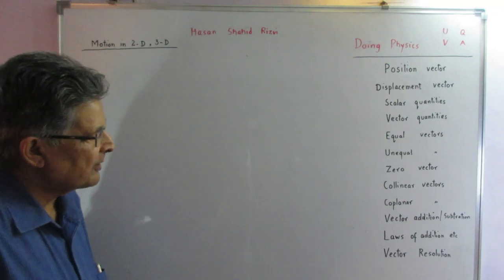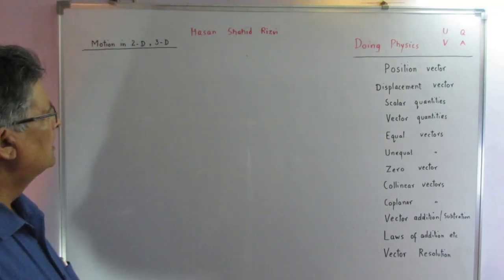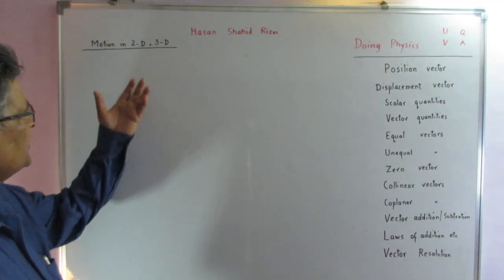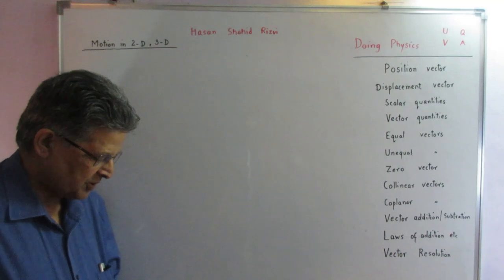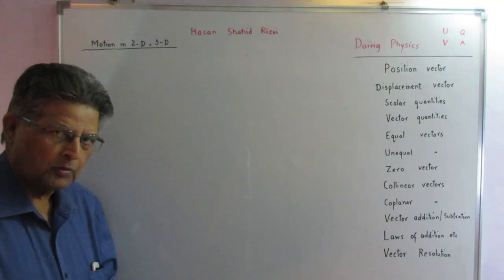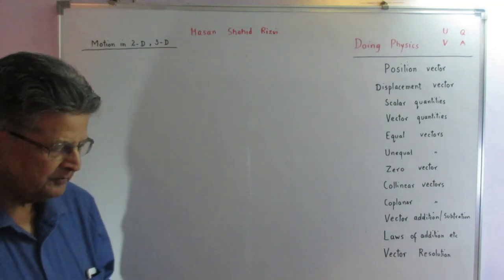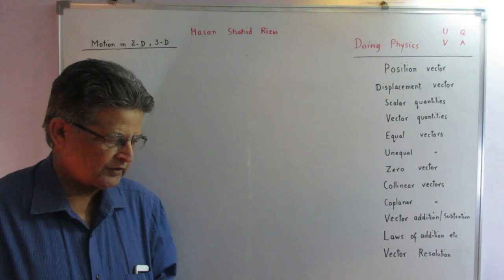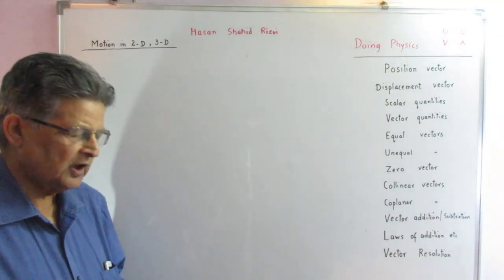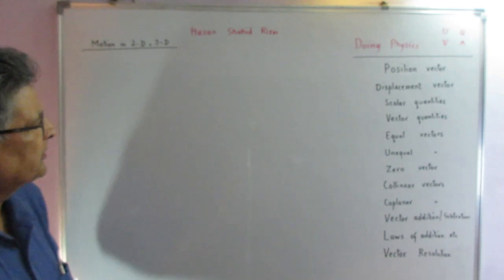So we established as to how we study one-dimensional motion, motion along an axis, which I said could be the x-axis, the y-axis, the z-axis, or any one direction beyond that.